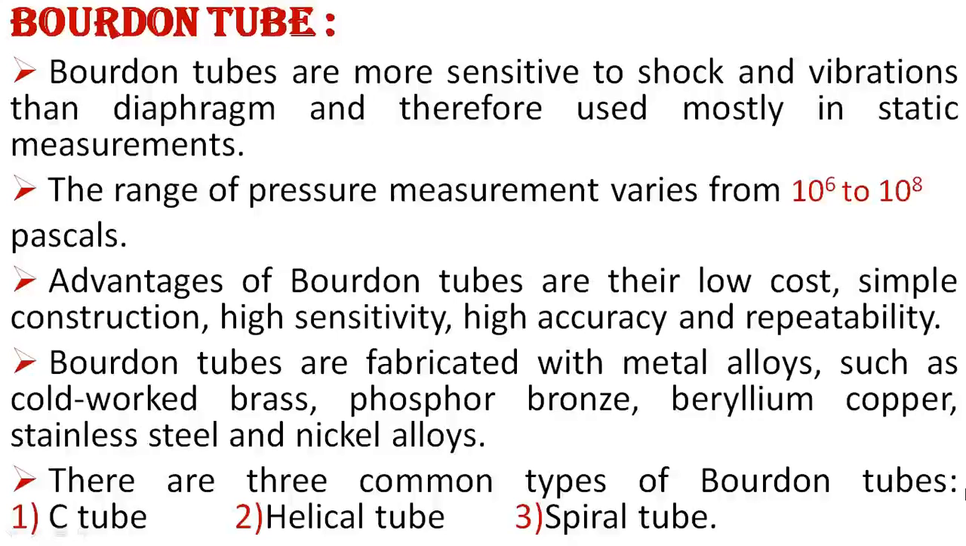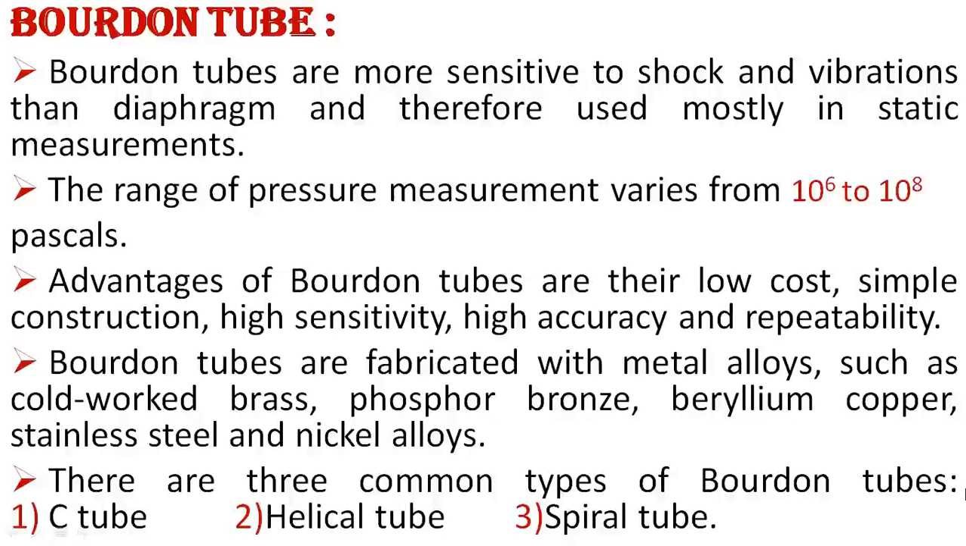So these are the advantages of bourdon tube. Bourdon tubes are fabricated with metal alloys such as cold work brass, phosphor bronze, beryllium copper, stainless steel and nickel alloys. So these are the materials or alloys used for the fabrication of bourdon tubes. There are three common types mostly used in the measurement of pressure.